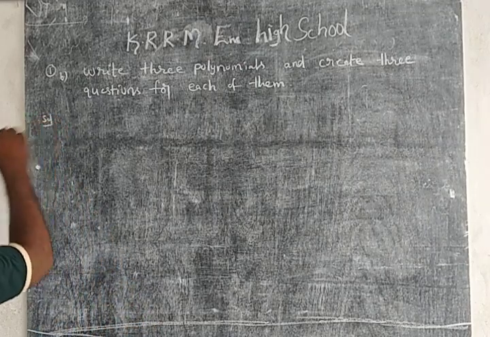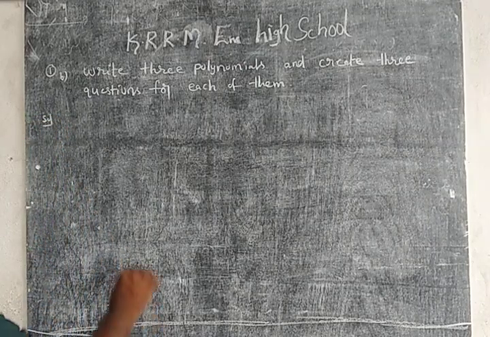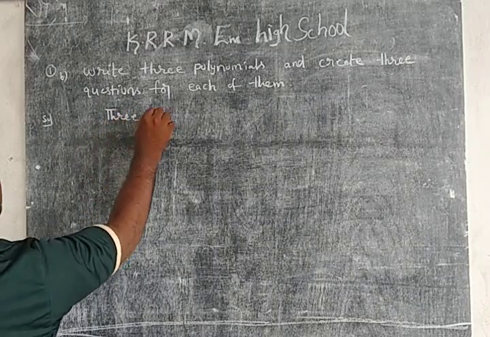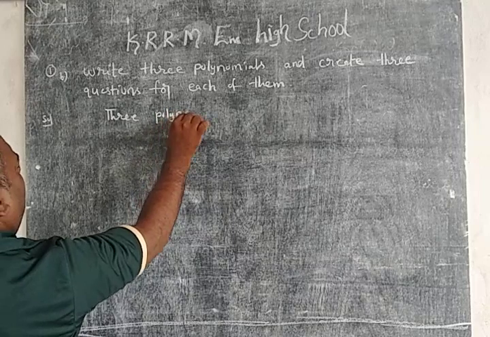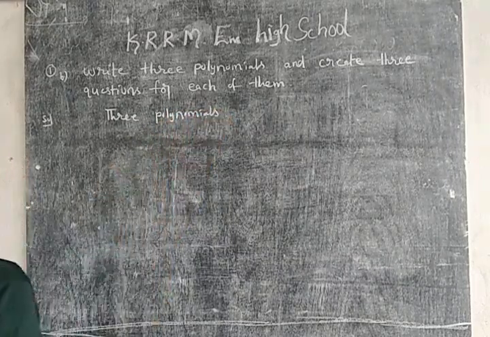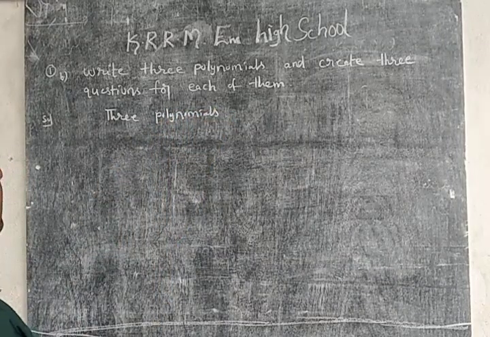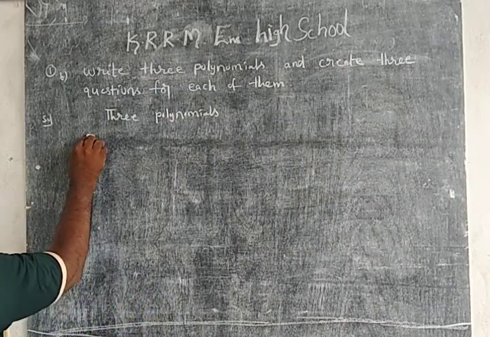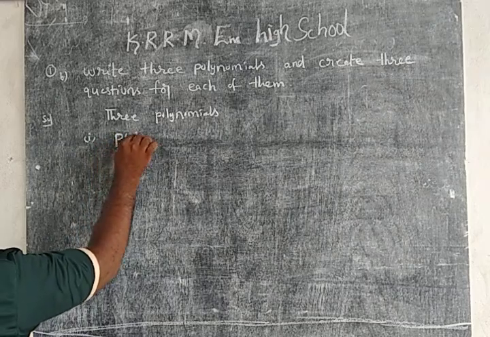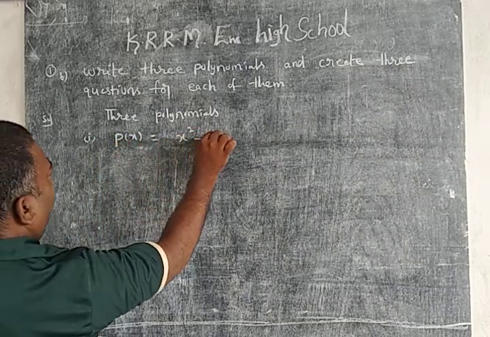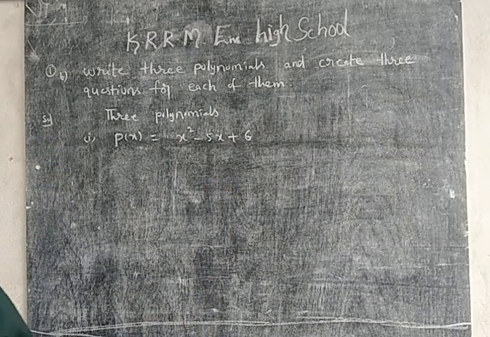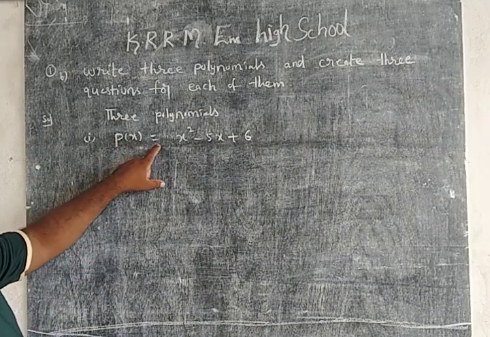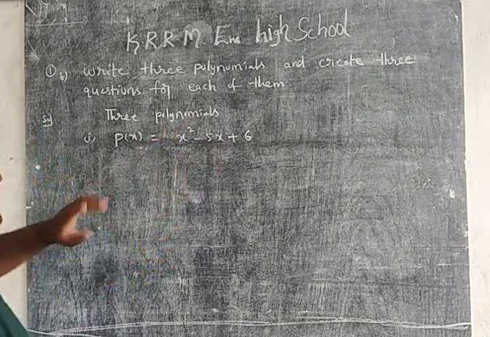First write three polynomials, whatever you take, any three polynomials. Say the first polynomial is p of x is equal to x square minus 5x plus 6. I take p of x is equal to the polynomial x square minus 5x plus 6.